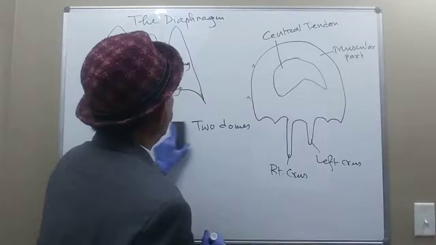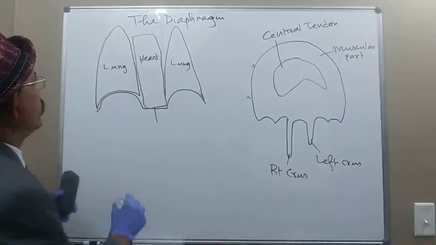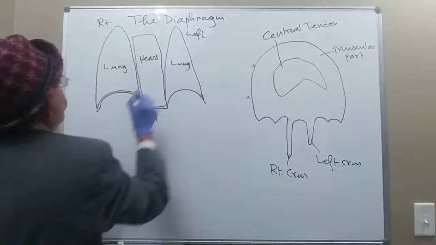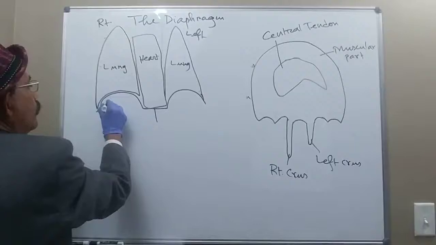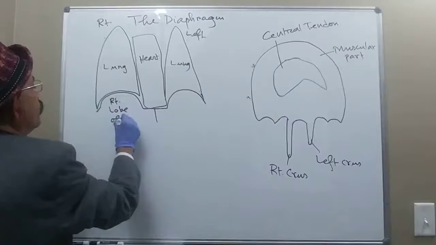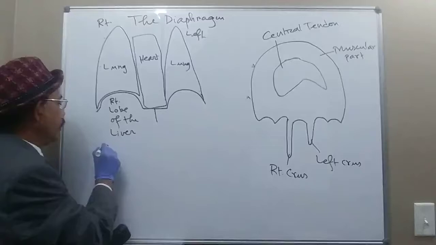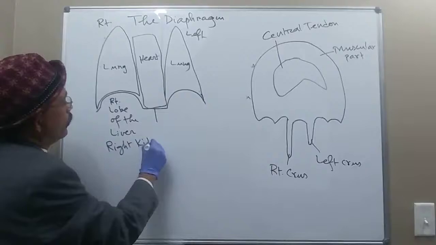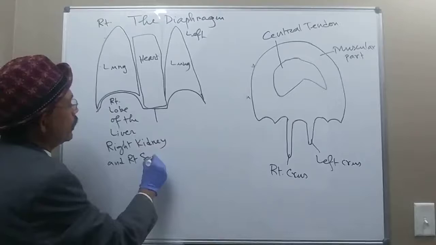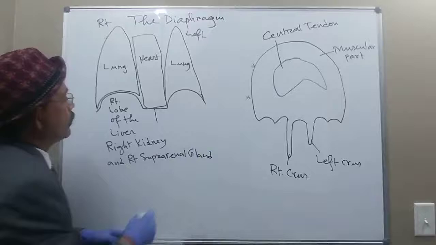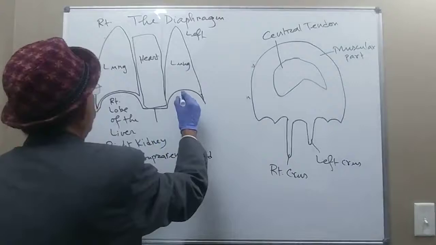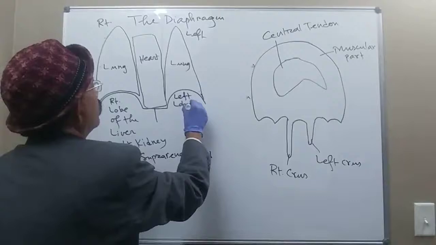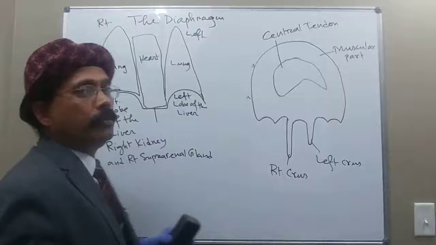What structures are below the diaphragm? Suppose this is the right side and this is left. On the right side, we get the right lobe of the liver, the right kidney and the right suprarenal gland. These structures are below, this is above. And here we get the left lobe of the liver, part of it. The left lobe is smaller than the right lobe.